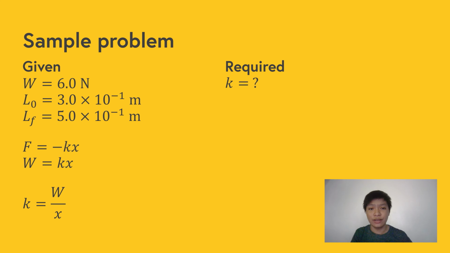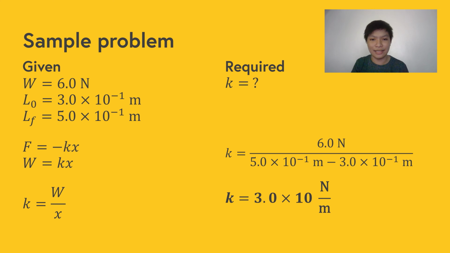Then, we just plug in the weight, which is 6.0 newtons. Then, to get our displacement, we will subtract the initial length from the final length, 5.0 times 10 to the negative first, minus 3.0 times 10 to the negative first meters. Dividing the two, we will get 30 newtons per meter. However, we have to make sure that it is clear that the 0 in 30 is significant. So, we can write our answer as 3.0 times 10 newtons per meter, showing that we have two significant figures.